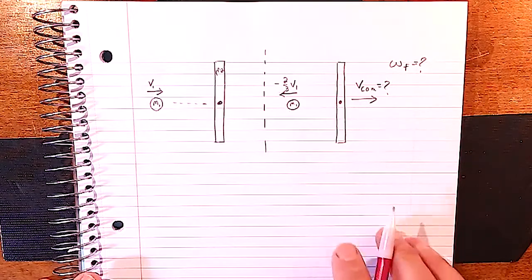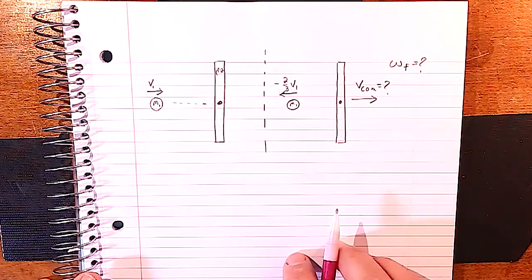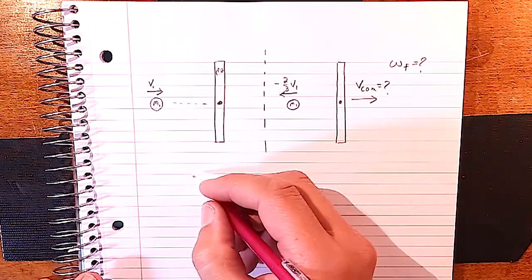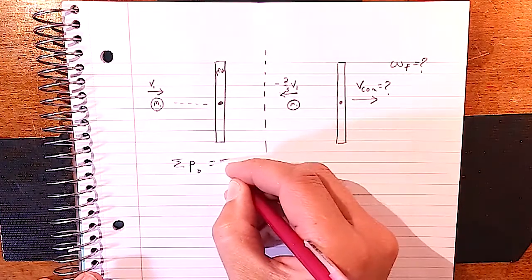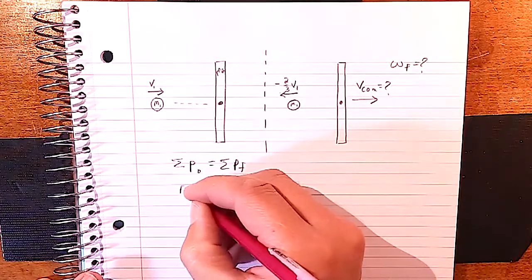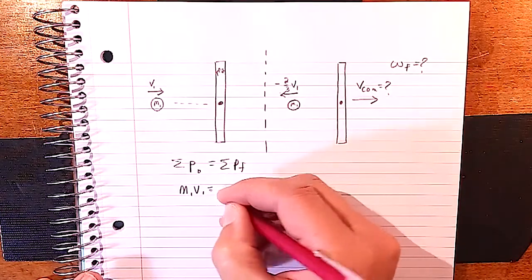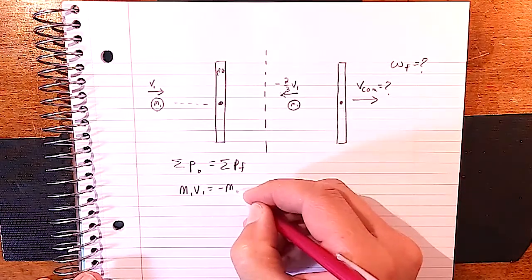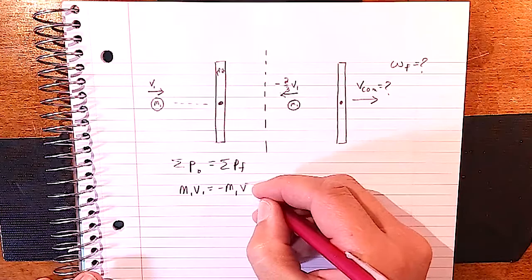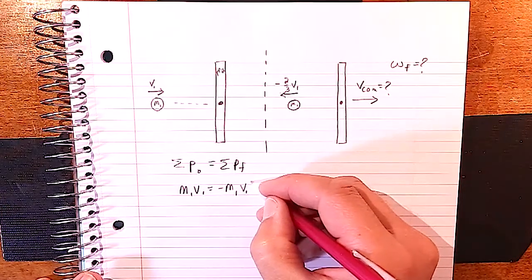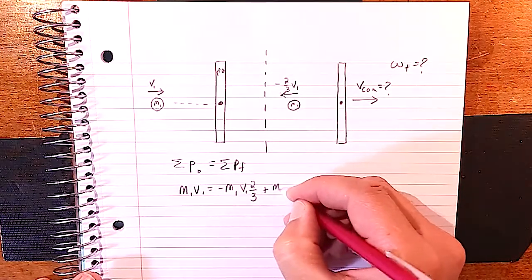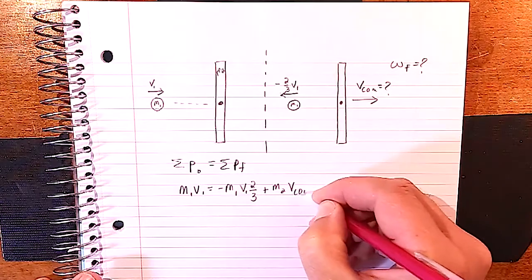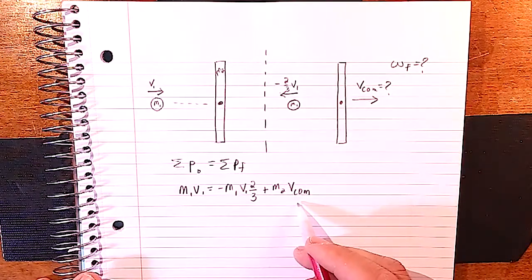So the first thing that we have to say is, is there a net external force on the system? The answer is no, so linear momentum is conserved. So we can do sum of momentum initial equals sum of momentum final, and we have m1 v1 is equal to negative m1 times v1 times 2/3. And it's negative because it's in the other direction. And then we have m2 v com.